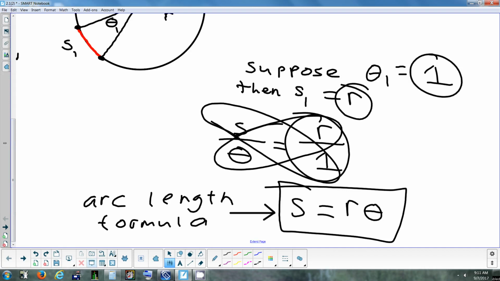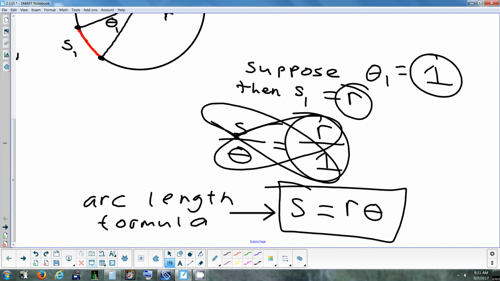You have to be given 2 out of 3 of the things in that formula in order to find the third. Okay? So they'll either give you the r and the theta and you find s, or maybe they'll give you the s and the r and you find theta, but they're always going to give you 2 out of 3 things.